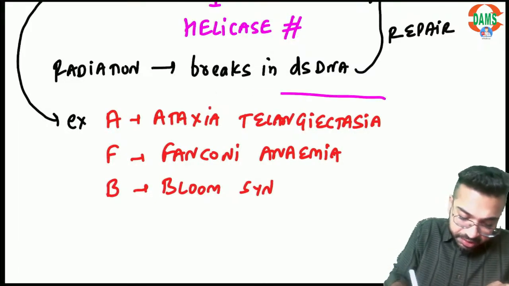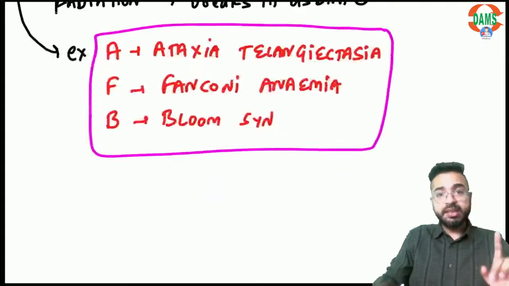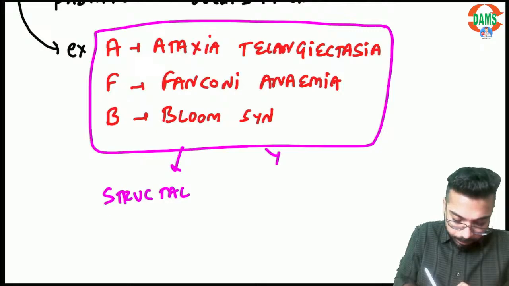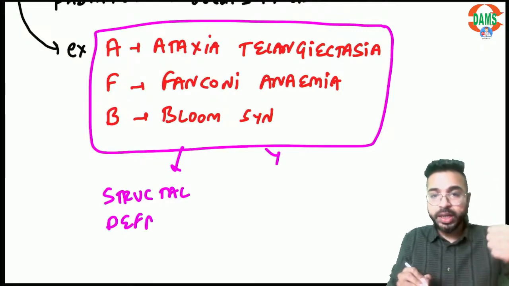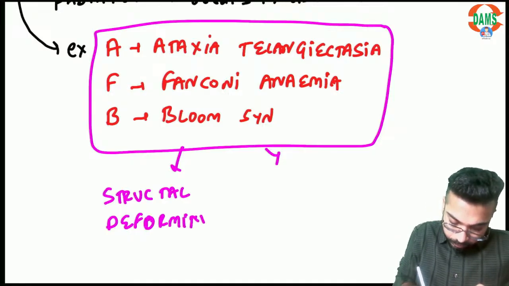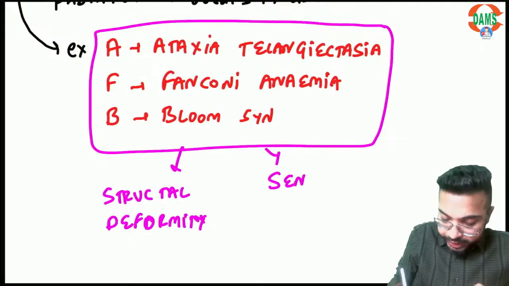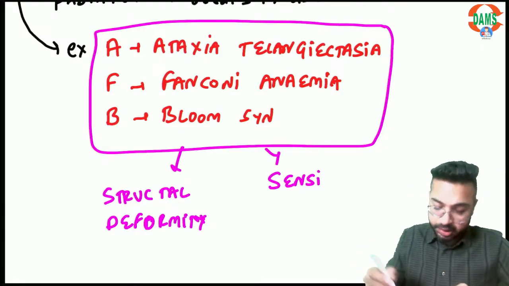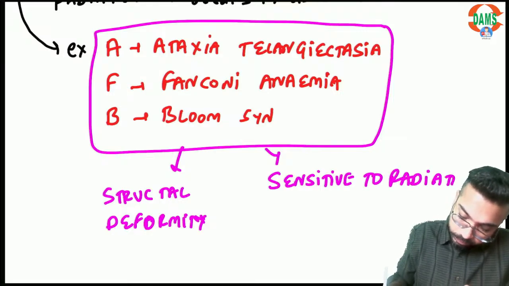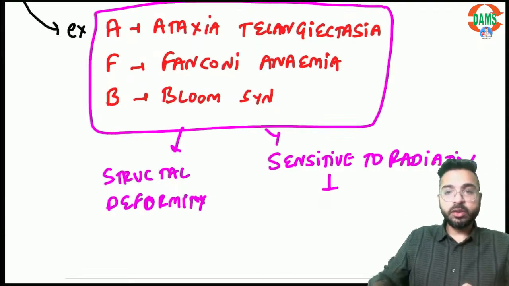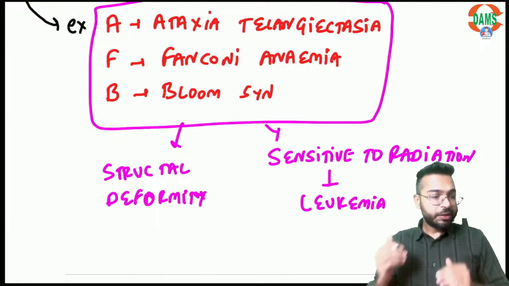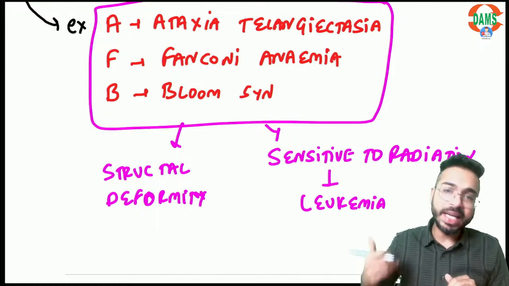And in all these recombinant DNA repair syndromes, there are certain common things. All of them will come to you with structural deformities. Fanconi anemia, for example, has absence of the thumb. And all of them are sensitive to radiation, because these genes protect you from radiation. So on exposure to radiation, they can develop leukemias. So Bloom syndrome comes into the category of DNA repair syndromes.